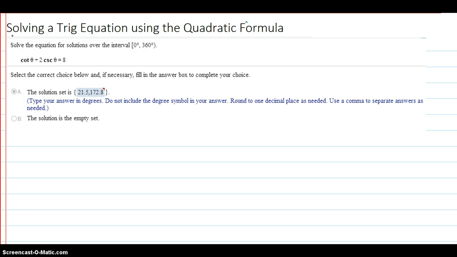In this video we're going to solve a trig equation using the quadratic formula. So we're going to solve the equation for the solutions over the interval 0 to 360 degrees, this homework problem, which is cotangent of theta plus 2 cosecant of theta equals 8.